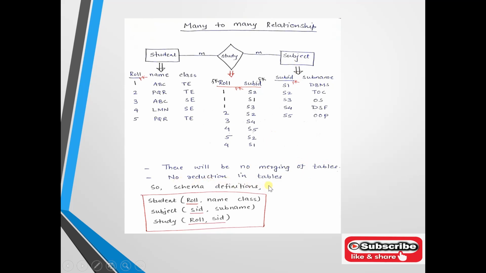And at last we will have three schema definitions. One is for student, which contains roll number, name, class. The second is subject, which contains SID, SNAME. And the third is study, which contains roll number, SID, and the whole is acting as a primary key. So I hope you all have understood many-to-many relationship in DBMS.